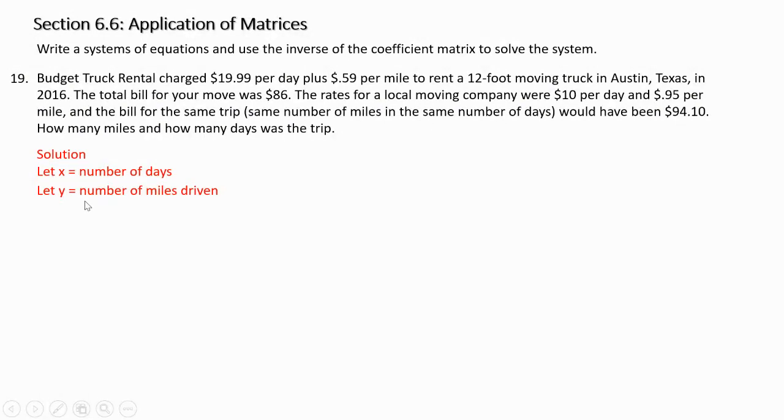So you let x equal to number of days and let y equal to number of miles. So here's my first equation, right? So this is x, because x will be the days and this will be y. And this will be the revenue, 86. My second equation, it's 10 days, 95 cents per mile. And that's my total revenue. So it's going to be 10x plus 0.95y equals to 94.10.